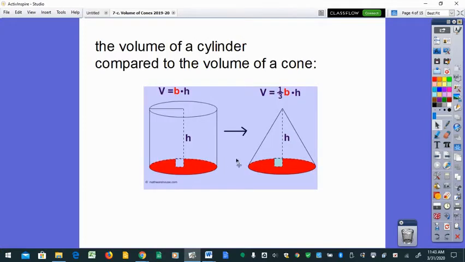So again, just to show you a picture here, here is the cylinder. Remember, we take the volume equals the base area, the area of the circle, pi r squared, times the height. The cone is going to be the area of the base, the area of the circle, pi r squared, times the height, but we're going to take 1/3 of it. We're going to divide by 3.